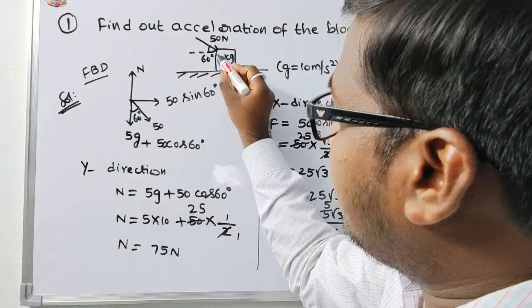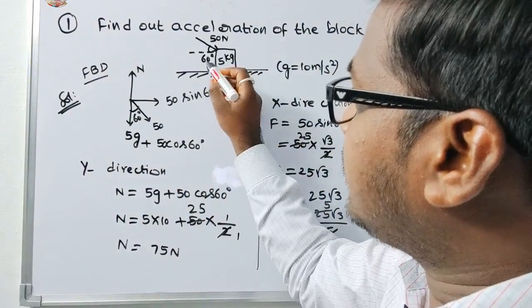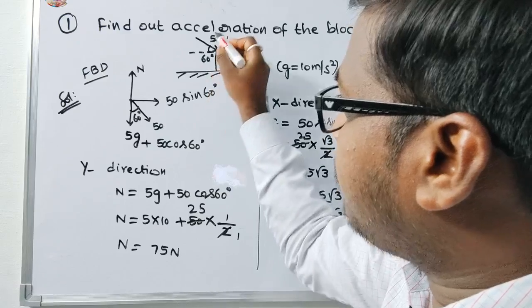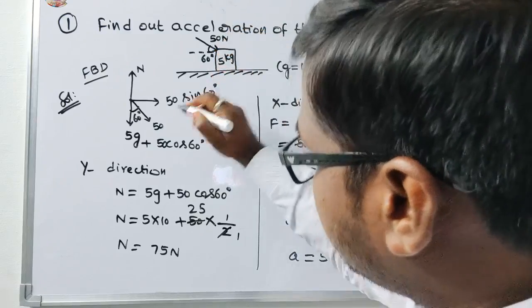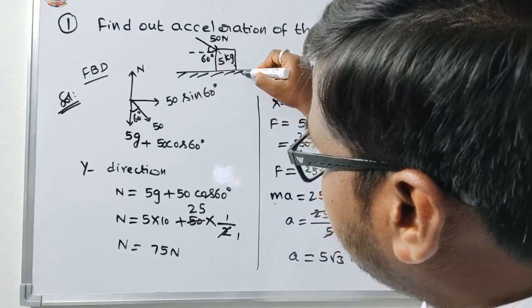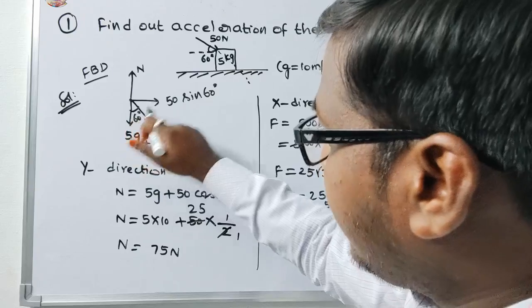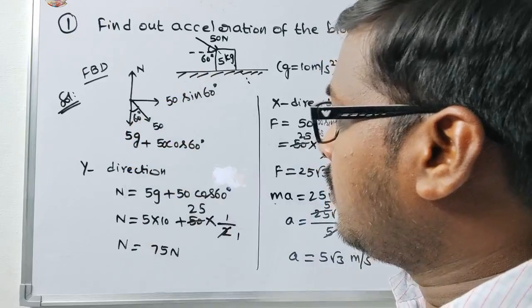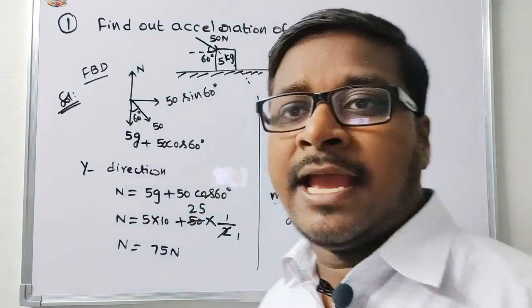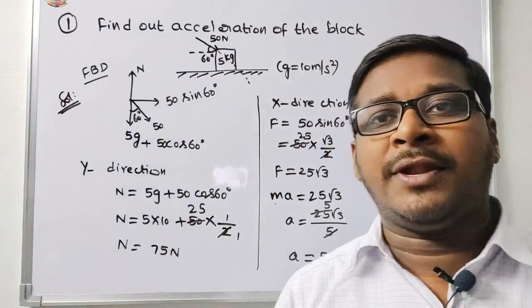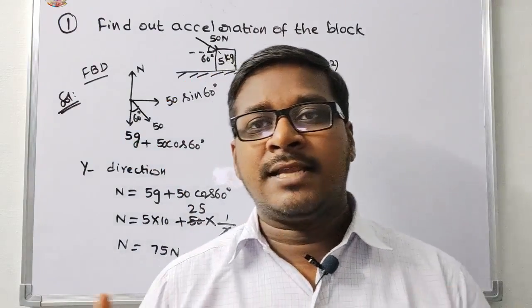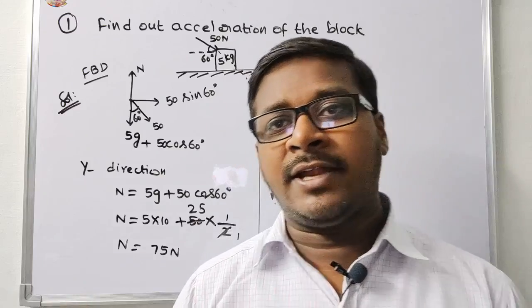The force is acting in this direction, making an angle theta equal to 60 degrees. This 60 degree force is resolved into two components: the first is the horizontal component and the second is the vertical component.